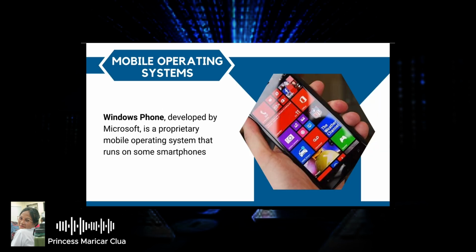So the last example is Windows Phone. Windows Phone was developed by Microsoft and was a proprietary mobile operating system designed to run on certain smartphones. It featured a unique tile-based interface known as the Metro UI, which offered a visually distinct way of organizing apps and content. Although it introduced innovative features and was integrated with Microsoft's ecosystem, like Office and OneDrive, Windows Phone struggled to gain significant market share compared to Android and iOS. Microsoft eventually discontinued support for Windows Phone, transitioning its mobile efforts toward integrating its services with other operating systems.